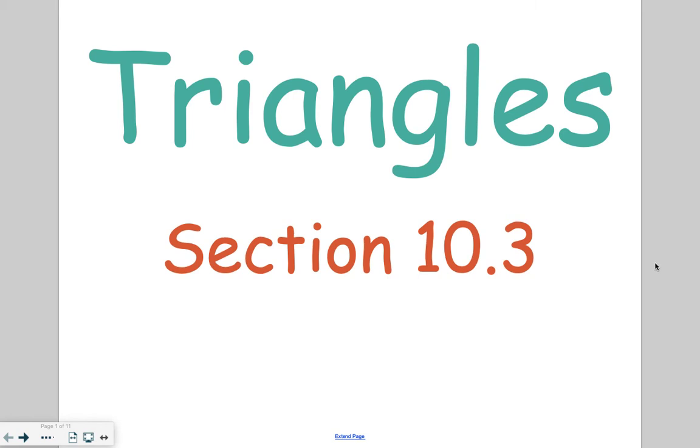Hello class, and welcome to section 10.3, which is all about triangles. By the end of today's lesson, you'll be able to identify, classify, and solve some problems involving triangles.